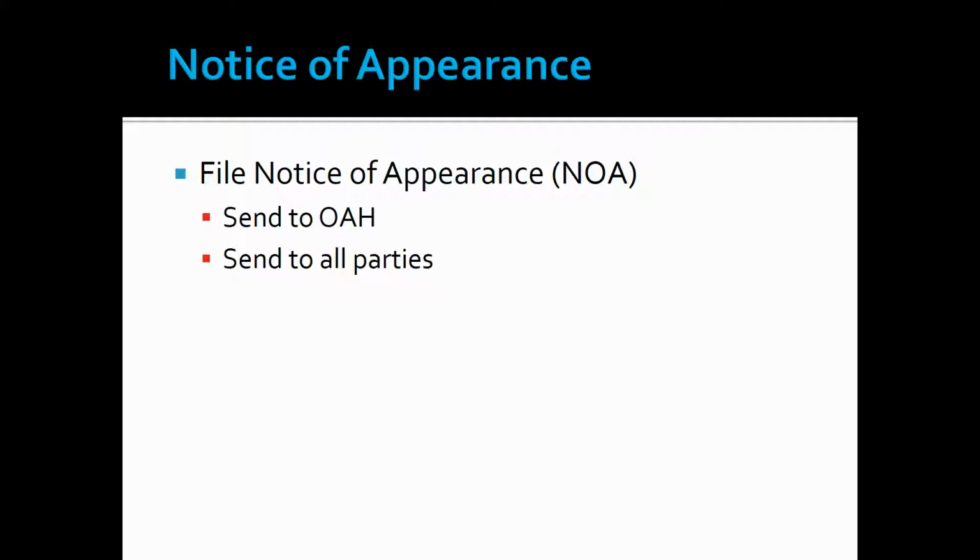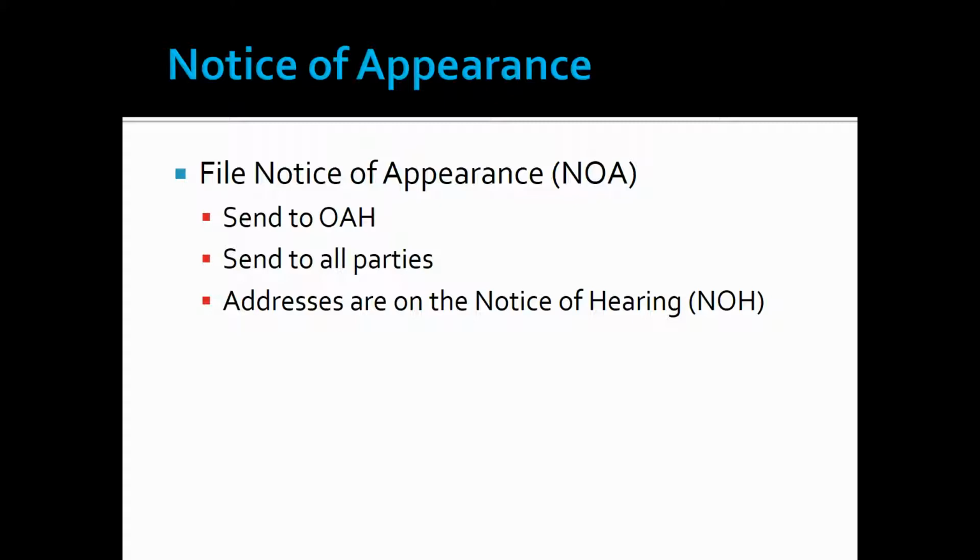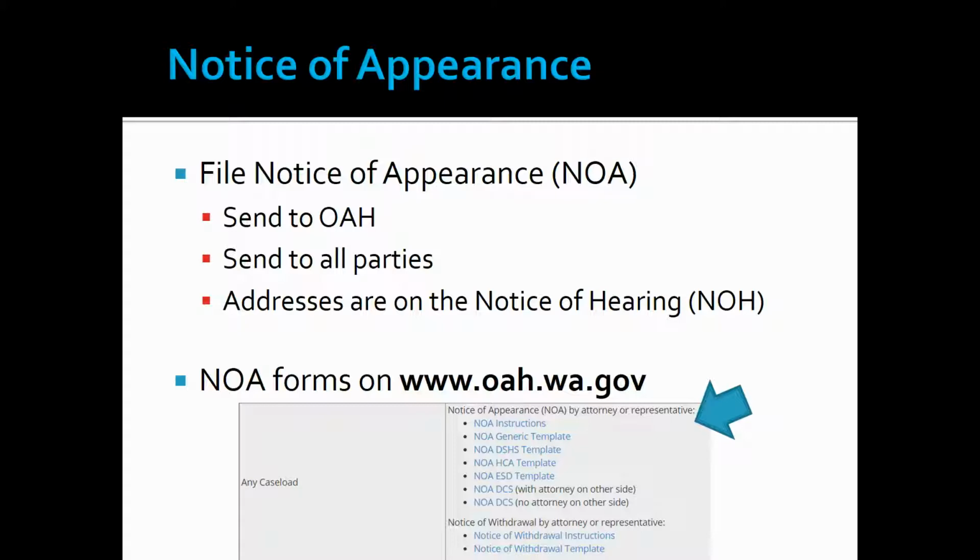In all other cases, you can find the list of parties, including representatives, and their addresses on the notice of hearing. There are several versions of a notice of appearance available on the OAH website for you to use. Some versions are for the most common case types, and some fields have already been filled out for you. The generic form may be used for any type of case. The generic form has an instruction sheet showing you how to complete the blank fields.